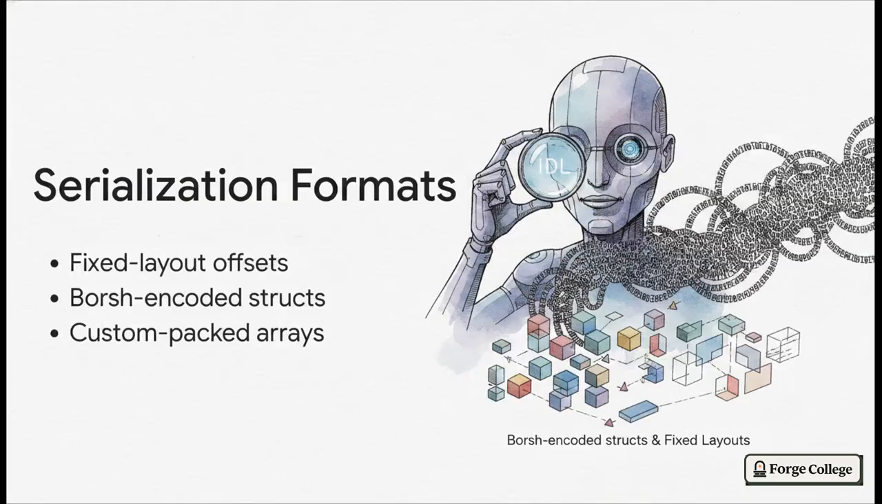All right, so your agent found the account. Awesome. But now it's just staring at a literal wall of opaque, raw bytes. To make sense of it, we use serialization formats, basically translation dictionaries. Whether it's a fixed layout, offset, Borsh encoded structs, or custom packed arrays, your agent absolutely needs a map. In our Forge College programming modules, we constantly emphasize using an IDL, or interface description language. It lets your agent safely map these encodings into actual readable fields.